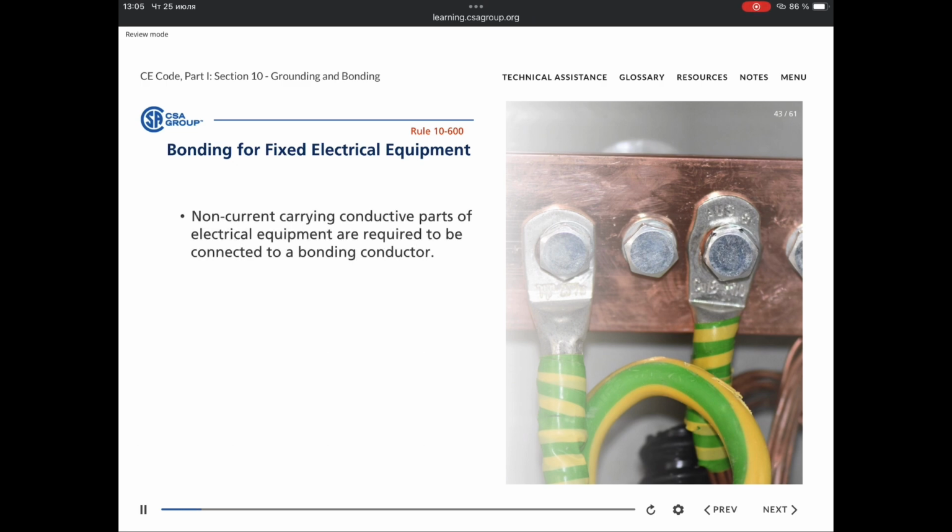This section is on bonding. Non-current carrying conductive parts of electrical equipment are required by Rule 10-600, Subrule 1, to be connected to a bonding conductor. However, Subrule 2 does not require non-current carrying conductive parts of extra-low voltage electrical equipment to be connected to a bonding conductor.